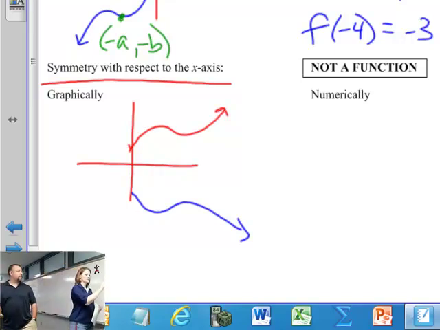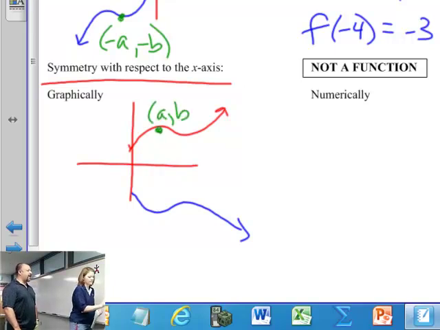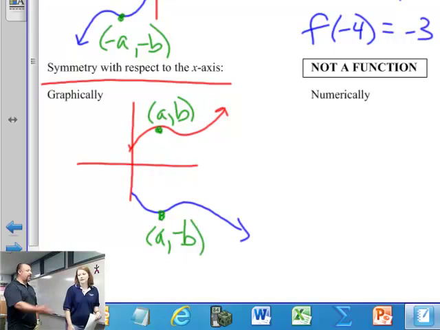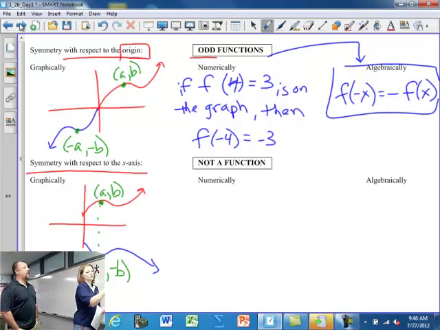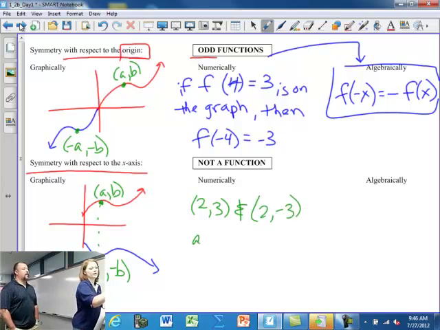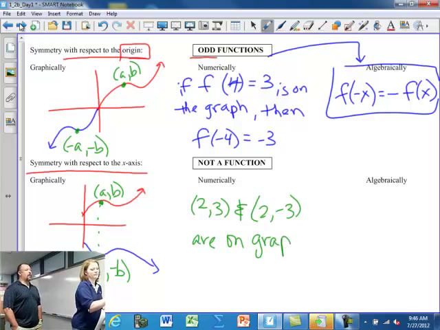So numerically, if you have a dot, again, if you have (a, b) on the graph, then down here you would end up with (a, negative b). And if you notice, that's the same input with two different outputs, which is what makes it fail the vertical line test. So how are we going to write this numerically then? Let's say this was the ordered pair (2, 3). If we have the ordered pair (2, 3) on the graph, then we also have the ordered pair (2, negative 3).